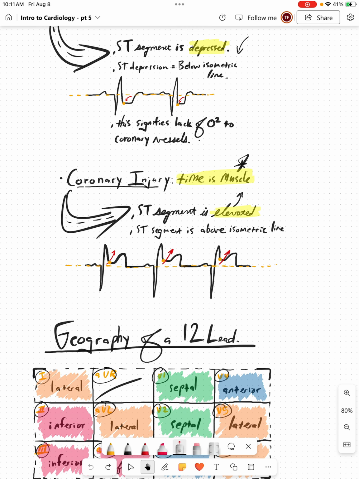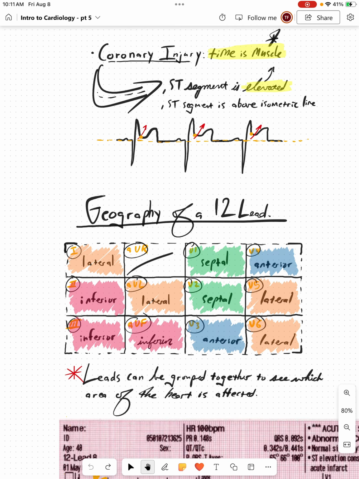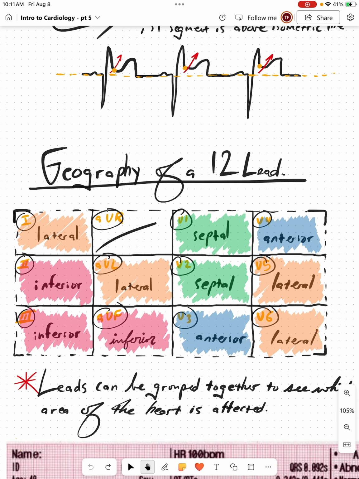There we go. So now let's move on to the geography of the 12 lead. We've gone over this a little bit, I believe, but I want to go over it again. Each lead is going to represent a different geographic portion of the heart, and I have those annotated here. Lead 1 is going to be the lateral aspect of the heart. 2, the inferior. 3, the inferior.